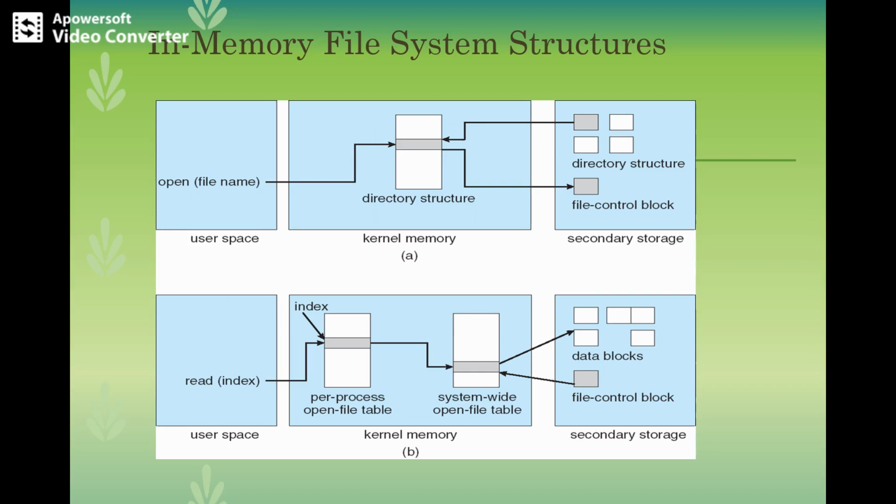Next, an entry is made in the per-process open file table. You can refer there. So what does this per-process open file table contain? It contains a pointer to the appropriate entry in the system-wide open file table. What was there in the system-wide open file table? A copy of the FCB of each open file. And this per-process file table is like a pointer to the system-wide open file table. It contains other information too.